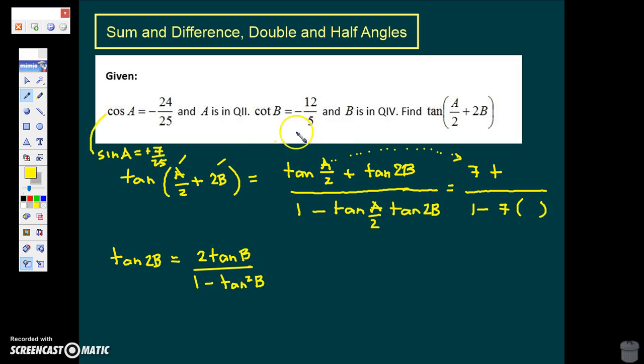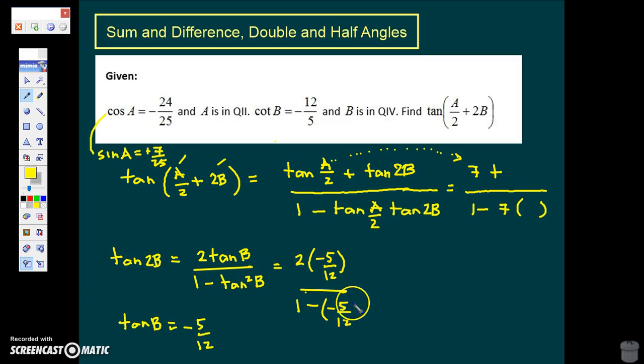But what we are given here is cotangent. So good thing it's now easy, because cotangent and tangent are reciprocals. Therefore, tangent is of course the reciprocal of cotangent, which is negative 5 over 12. So we simply put it here: 2 times negative 5 over 12, all over 1 minus negative 5 over 12 squared. This would be negative 5 over 6 over 1 minus 25 over 144.